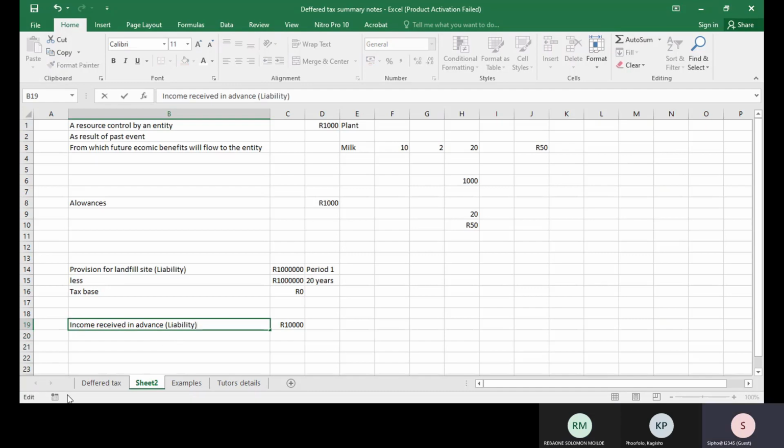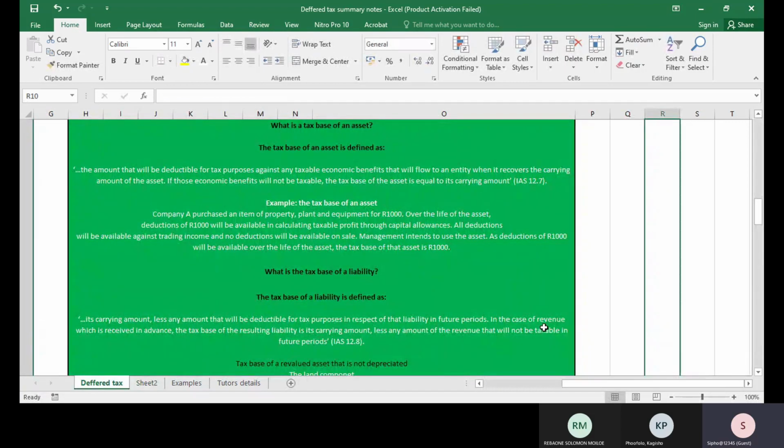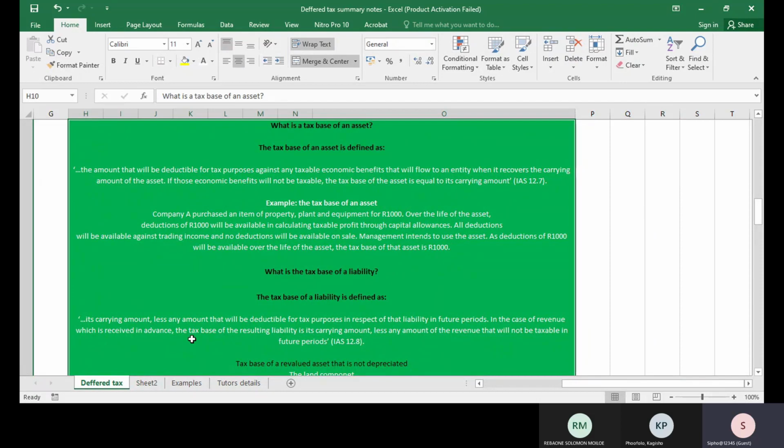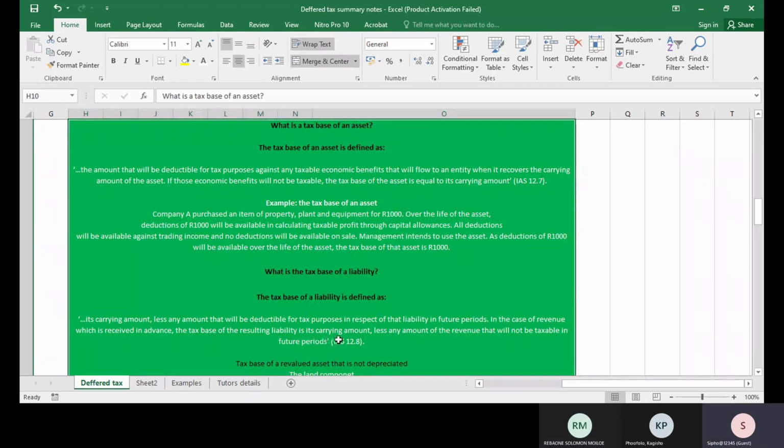Right? So now let's go to the definition in terms of IAS 12. It says, in the case of revenue which is received in advance, the tax base of the resulting liability is its carrying amount. Let's go back there. Is this amount here, which is the carrying amount, 10 million. I mean, sorry, 10,000. You agree with me? Yes. Right? It's its carrying amount less any amount of the revenue that will not be taxable in future periods.